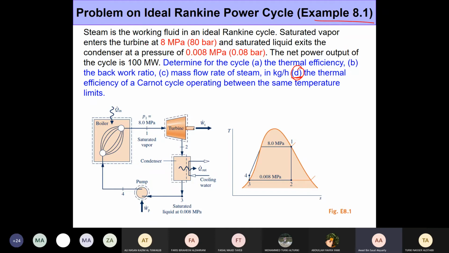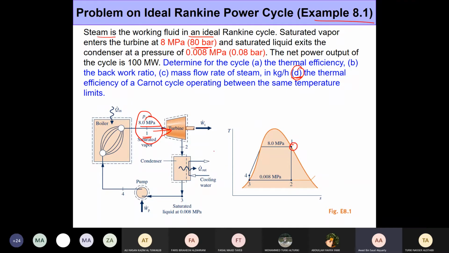Now what we have here is steam, which is the working fluid in an ideal Rankine cycle. We have saturated vapor entering the turbine at state 1, and it's entering at 8 MPa, which is 80 bar.